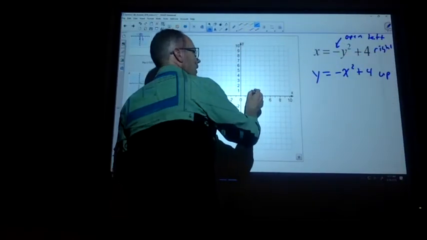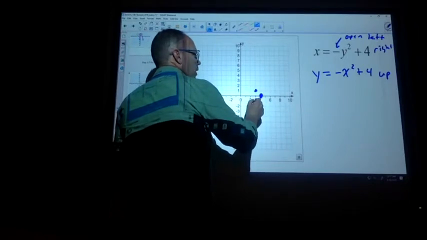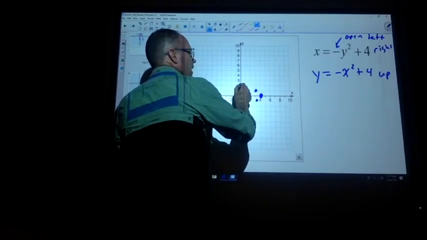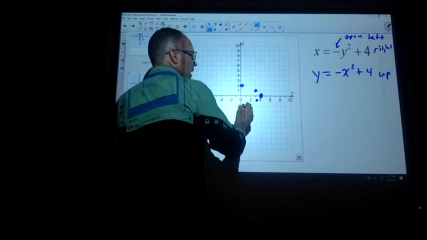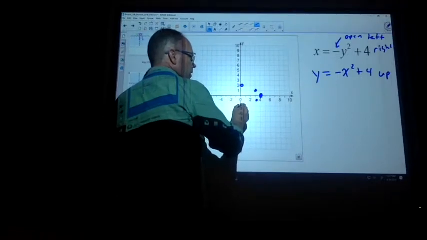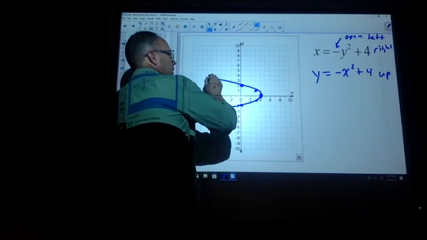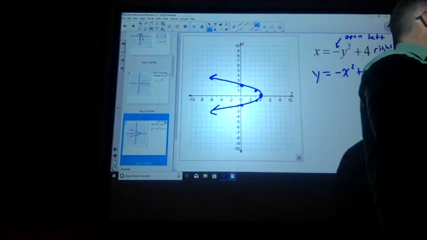So I'll go up 1, left 1, down 1, left 1, up 1, left 3, down 3. So we get this nice new sideways parabola.